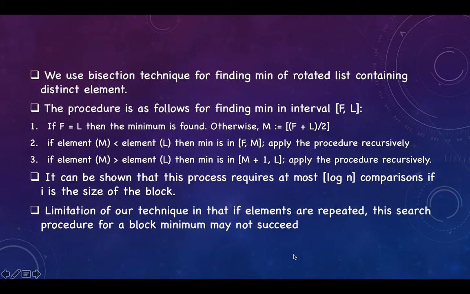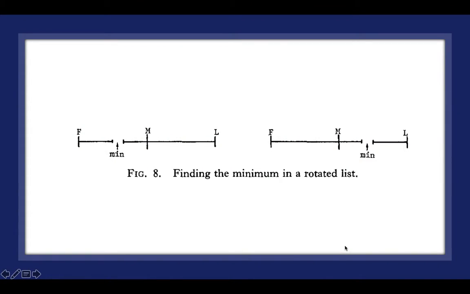The limitation of this technique is that if the elements are repeating, then this search procedure for a block may not succeed. So here you can see in the figure, finding the minimum in the rotated list.